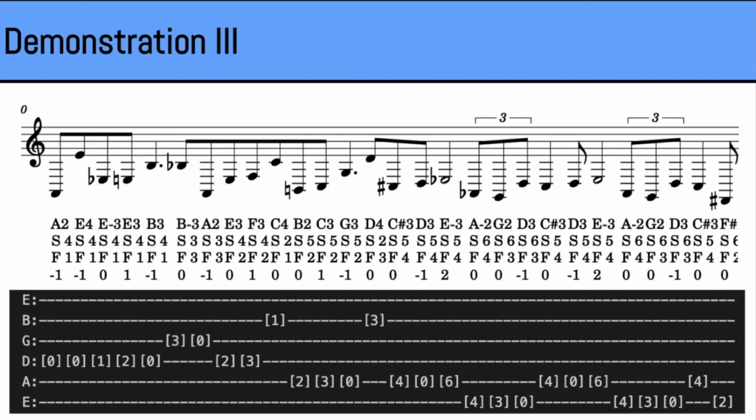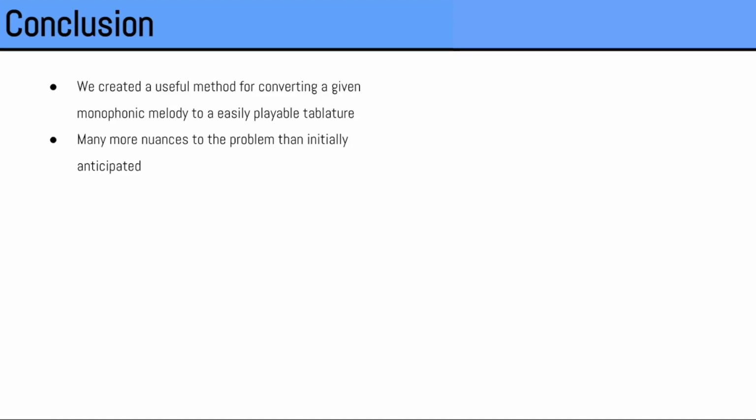Something we realize here is that it's kind of the same thing, because instead of the leap in the beginning, we see that since E5 changed to E4, we can now play on the open strings at the 0-0, allowing for minimal movement. So we have another small contour where we have little movement. To recap, we've created a useful method for converting a given monophonic melody into an easily playable tablature.